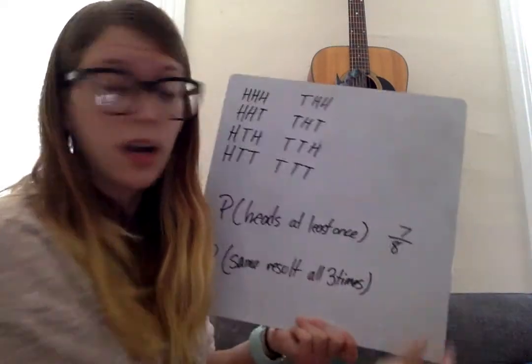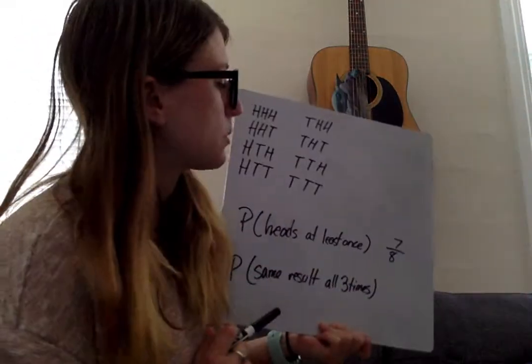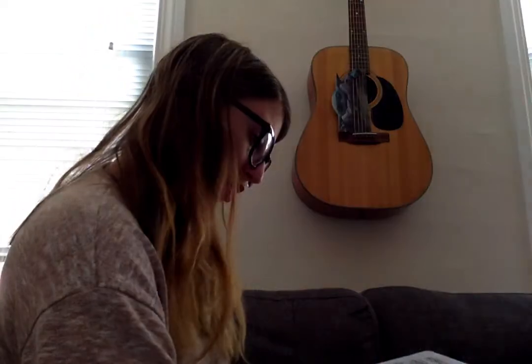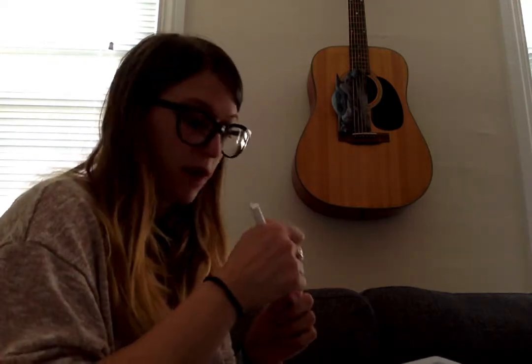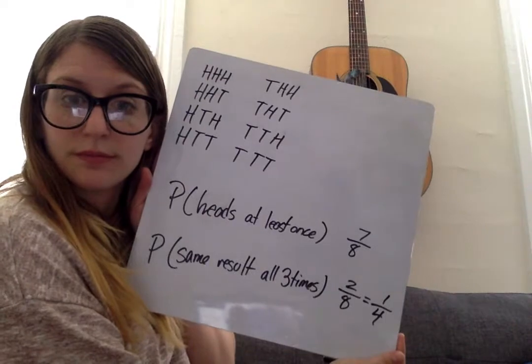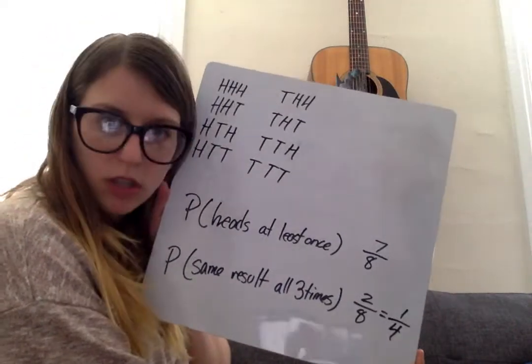And that's going to require you to look for something a little bit different, right? You need to look for 3 of the same. Well, that's 3 of the same. That's 3 of the same. So it's 2 over 8, or if you're fancy and want to simplify, 1/4.